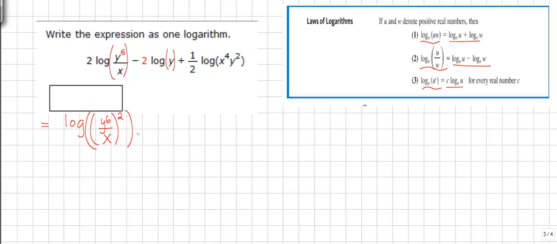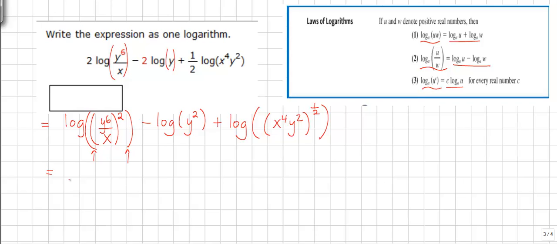Now why the extra parentheses? I'm doing that for WebAssign. WebAssign's functionality requires the entire argument to be enclosed in parentheses. Minus log base 10 of y squared plus log of x to the fourth y squared all to the 1/2 power.